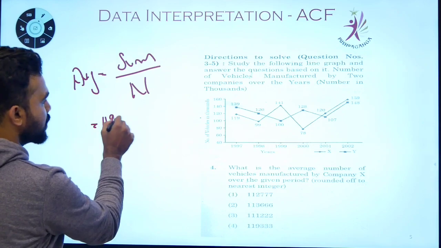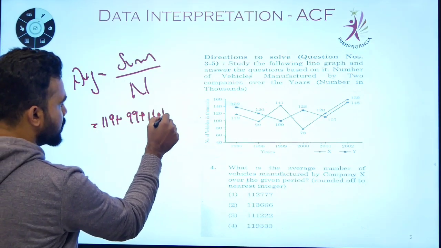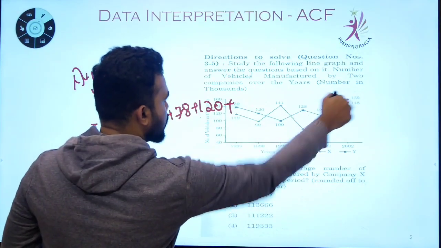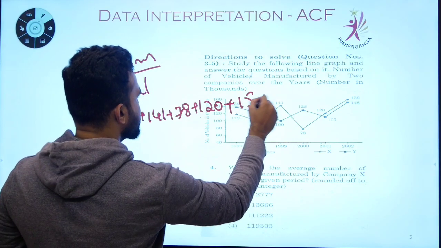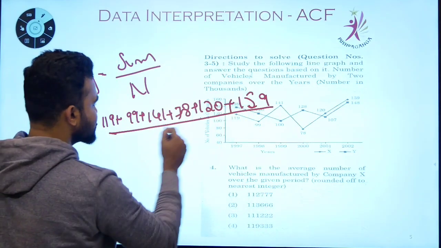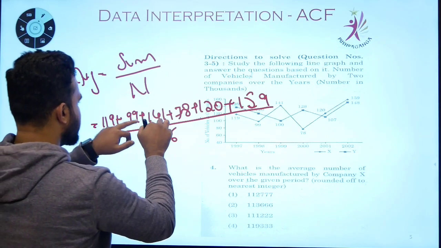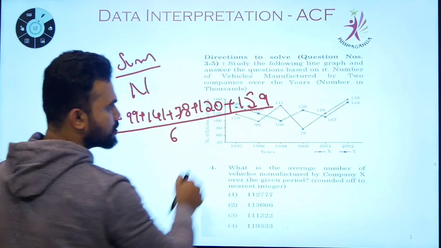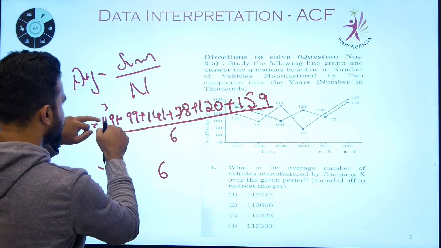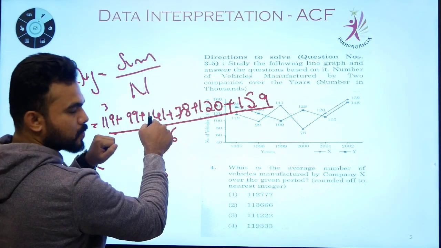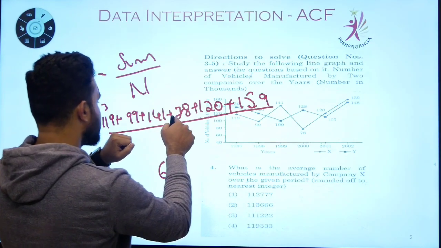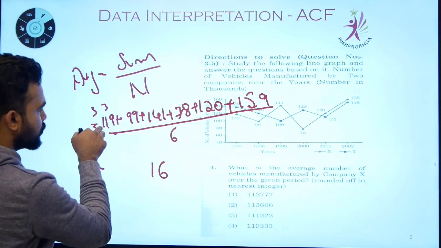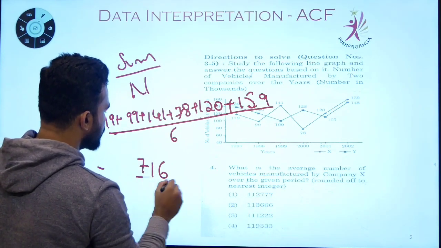That is 119 plus 99 plus 141 plus 78 plus 120 plus 120 and then 159, divided by the 6 numbers. Adding them up, the total comes to 716, so 716 divided by 6.